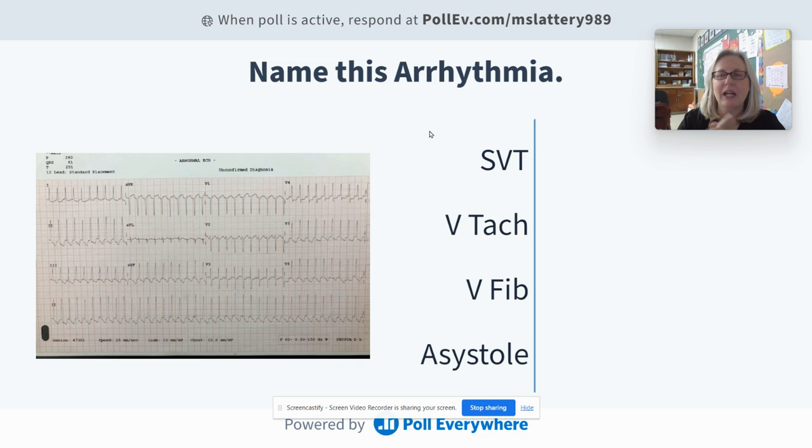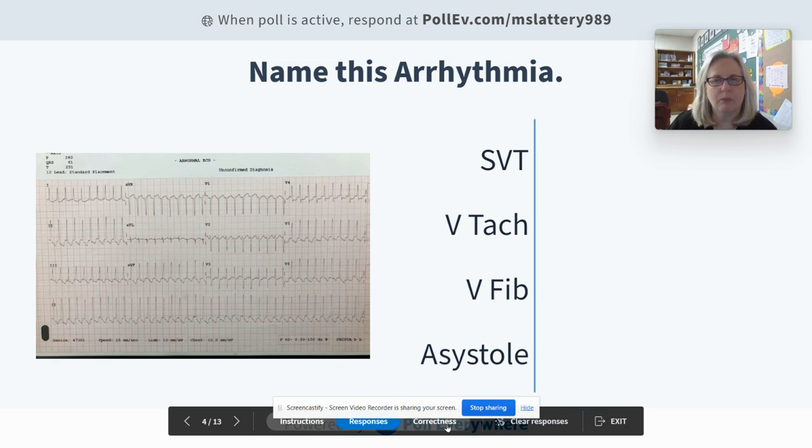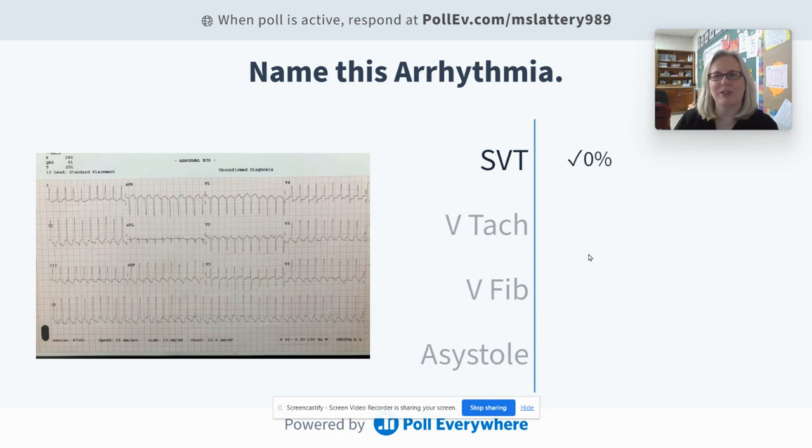Of the choices, it really can only be two of them, and one of them for sure when we think of the definition of each. Right, the correct answer is SVT. Did you get SVT? Awesome. Okay, the definition of SVT is a really fast heart rate, typically over 160, 170 beats per minute.